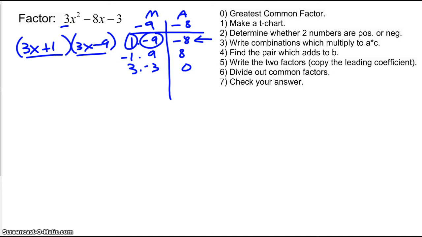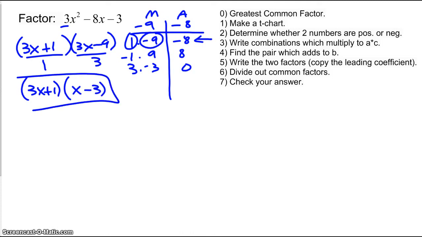So on the left side, 3 and 1 are only divisible by 1, but 3 and negative 9 are divisible by 3. So the left factor remains 3x plus 1, but the right factor becomes 3x divided by 3, which is x, and negative 9 divided by 3, which is negative 3. So that is the answer, and we should check.